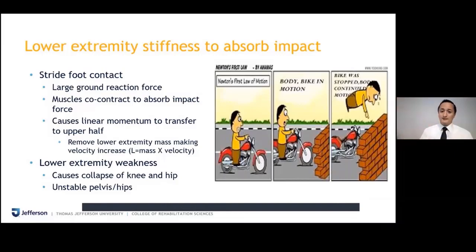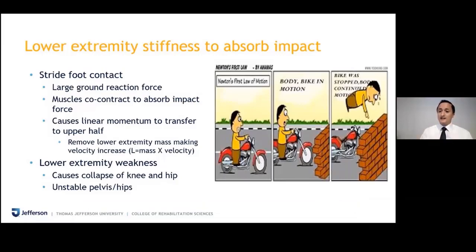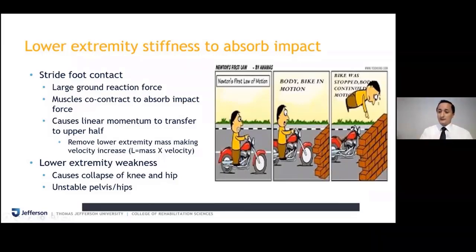And the reason that happens is because of linear momentum, right? We have a certain mass and a certain velocity. The wall stopped the momentum of the bike, but then it transferred it up to us. And the reason we're going to fly even faster than the bike was flying is because we're taking away the mass of the bike now.